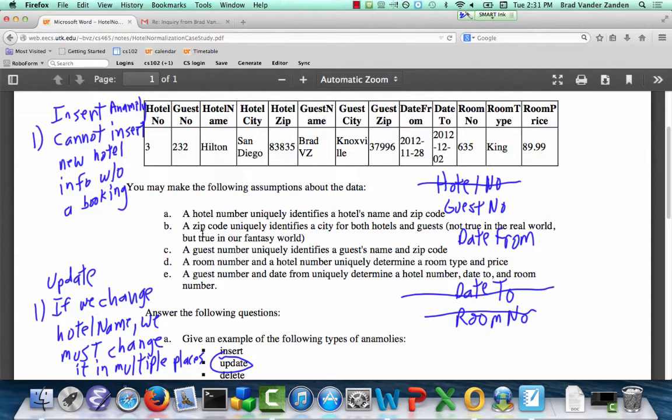Okay, all of that information is repetitious, and if I don't get every single piece of information right when I insert this new tuple into the database, then I've introduced an inconsistency. Like if I make a typo when I say Hilton and I say H-Y-L-T-O-N, that's a mistake. Even though the hotel number was right, the hotel name is now incorrectly recorded. So the second one is that I could introduce inconsistent data.